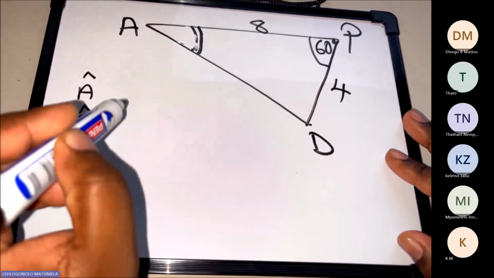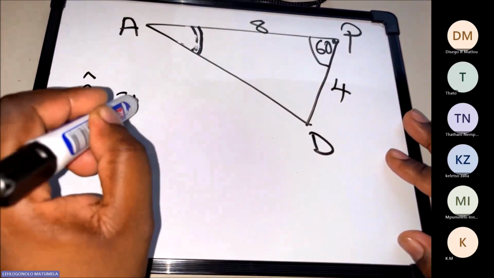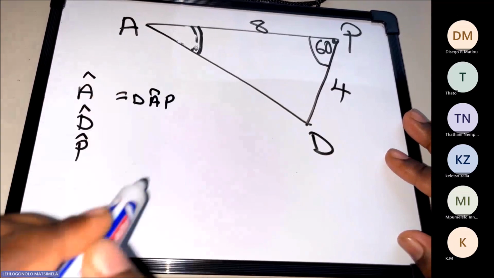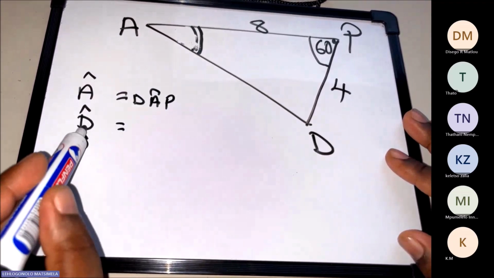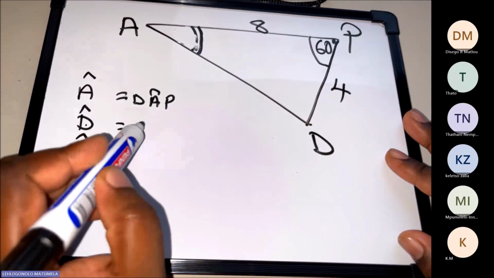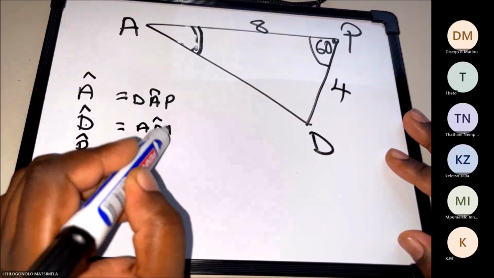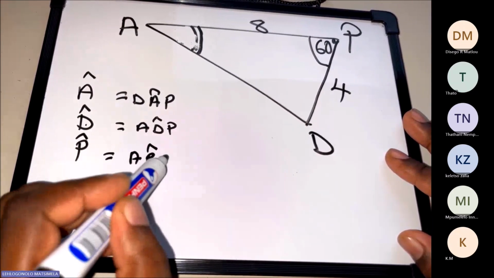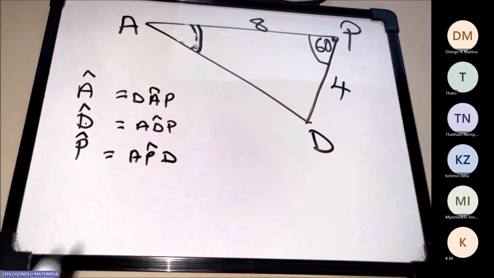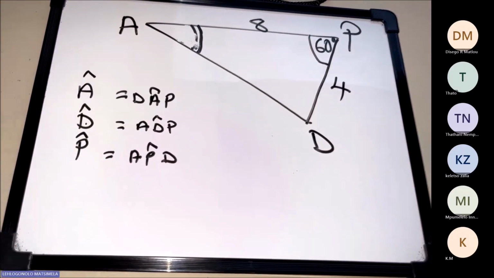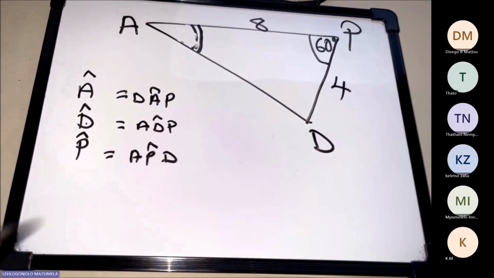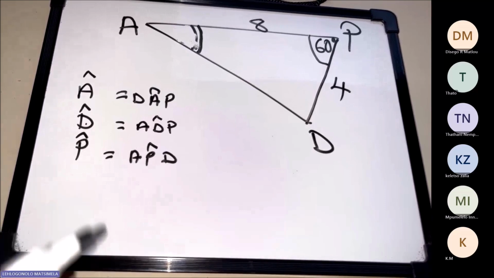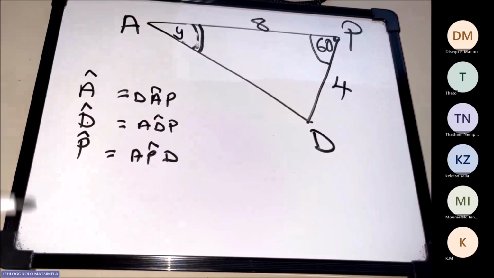So now we can start to label triangle A as triangle DAP, triangle D as triangle ADP, and triangle P as triangle APD. We use this mostly when we have more than one triangle in one system or in one diagram. So again, remember there was Y here, I have removed it.